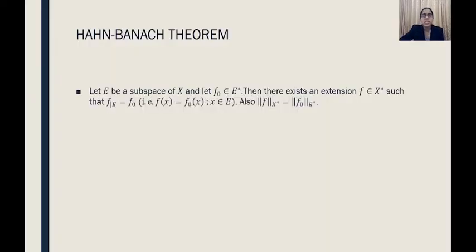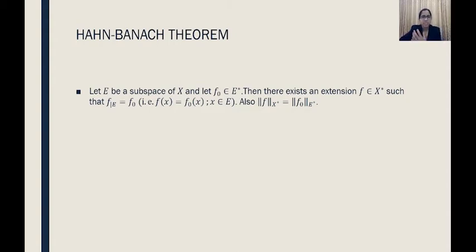Now this is a well-known and very important theorem. It is the Hahn-Banach Theorem. Let's read the theorem. Let E be a subspace of X and let f dot be an element of E star. Then there exists an extension f, an element of X star, such that f restricted to E is equal to f dot. What does that mean? That is, f of x is equal to f dot of x for every x belonging to E. That is what the statement is saying.